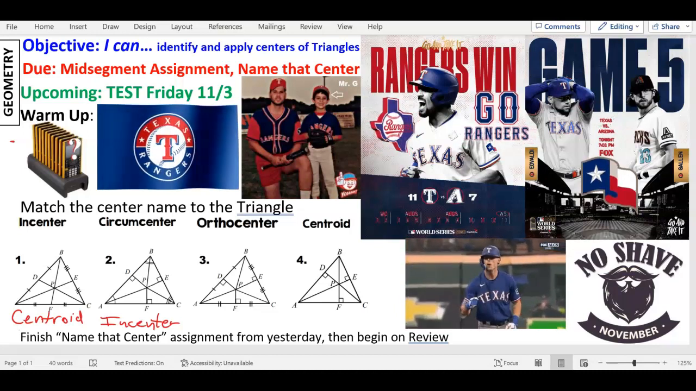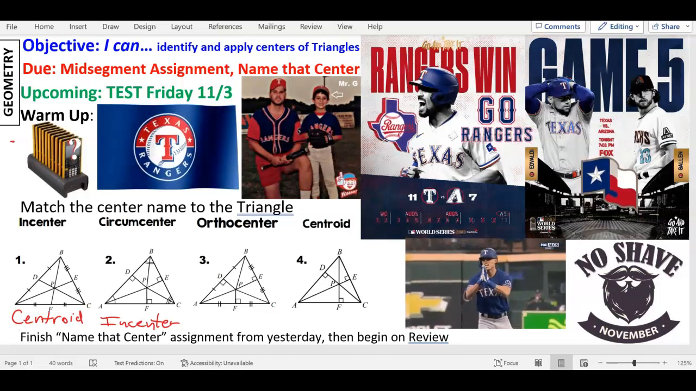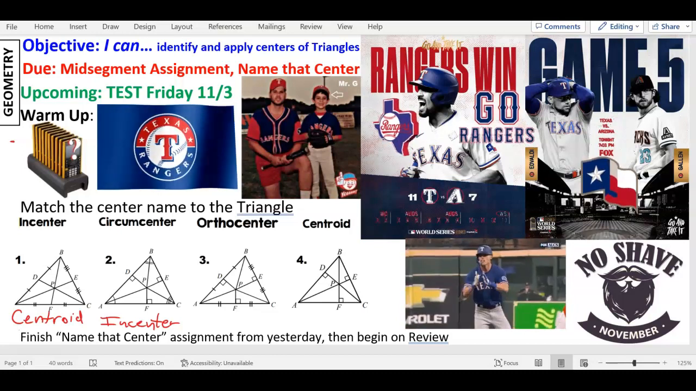So I look at my notes. Which one looks like that and says perpendicular bisectors? Well, the first one, which is a circumcenter, okay? Circumcenter.